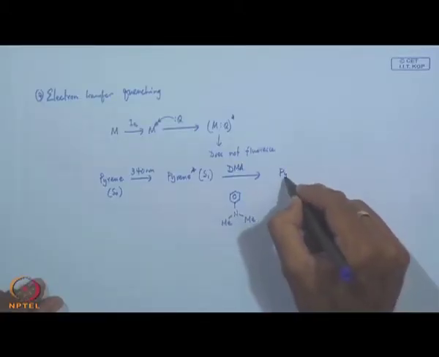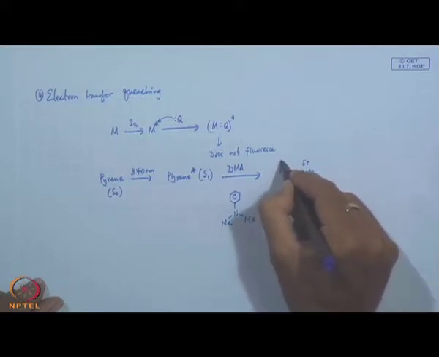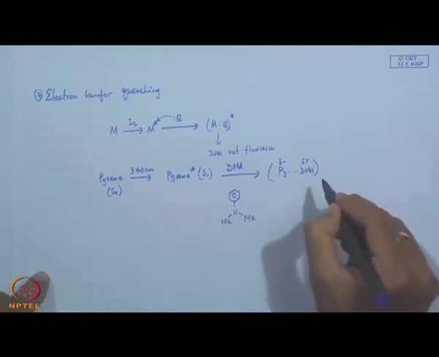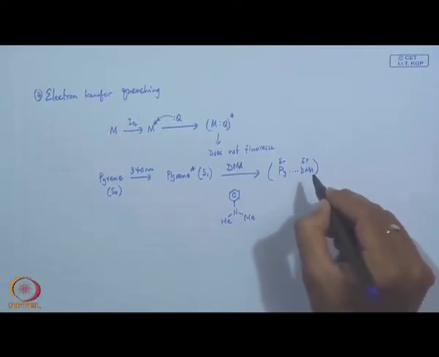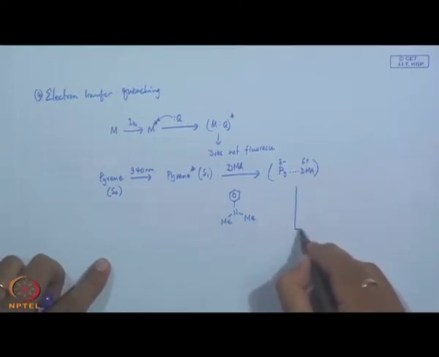I will come to exciplex or excited state electron transfer under a separate heading, in some separate lectures. But I am just giving you the idea of what is happening in electron transfer quenching. So it is basically pyrene and DMA, this is delta plus, this is delta minus, a complex is formed, and thereby the original pyrene luminescence is reduced a lot.